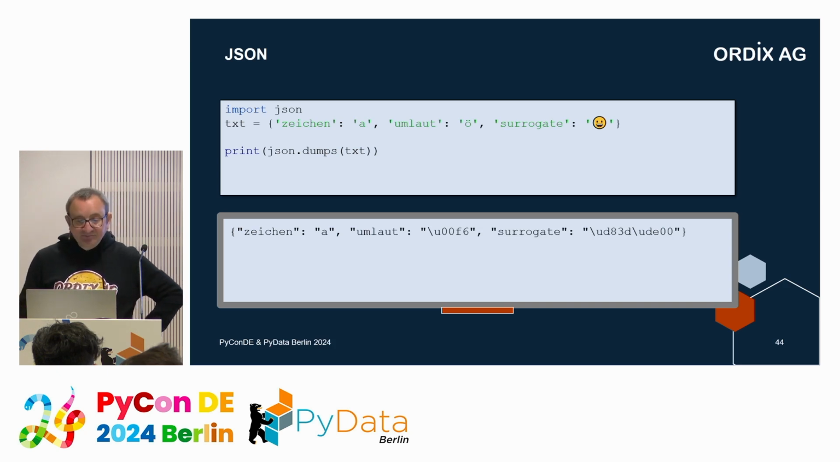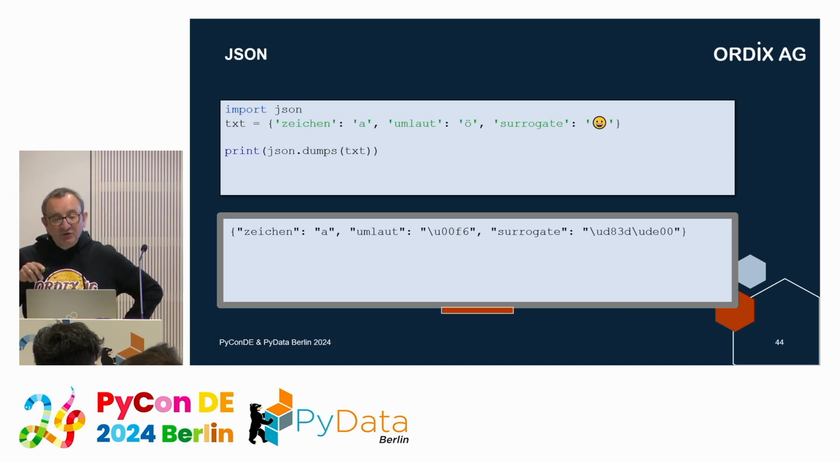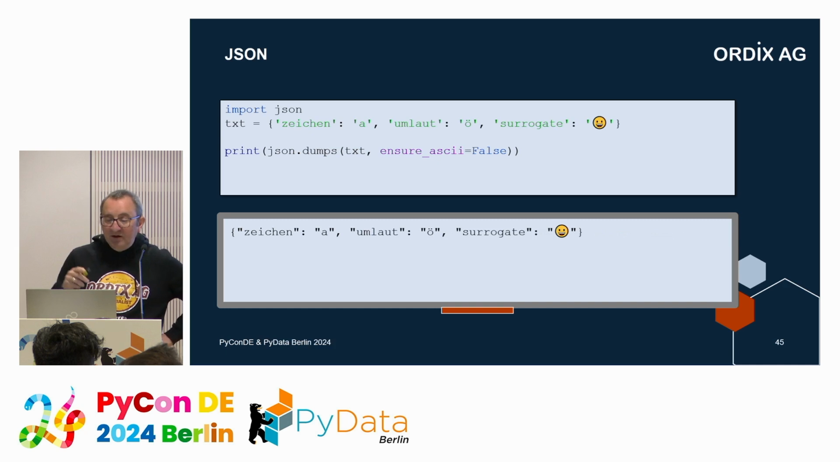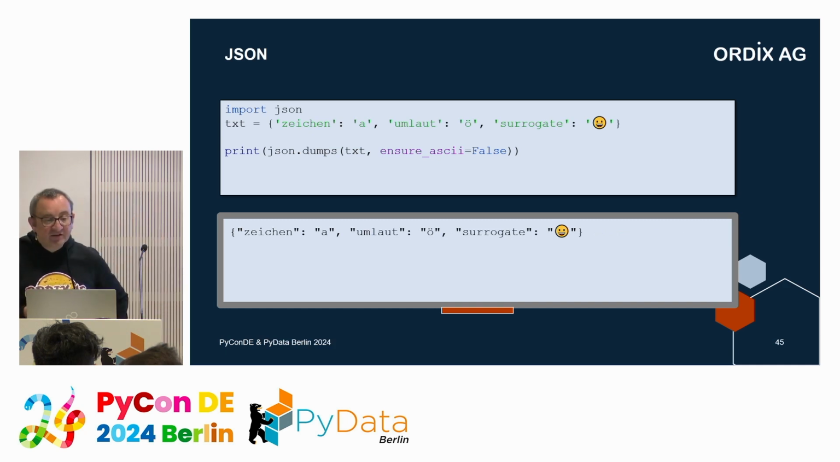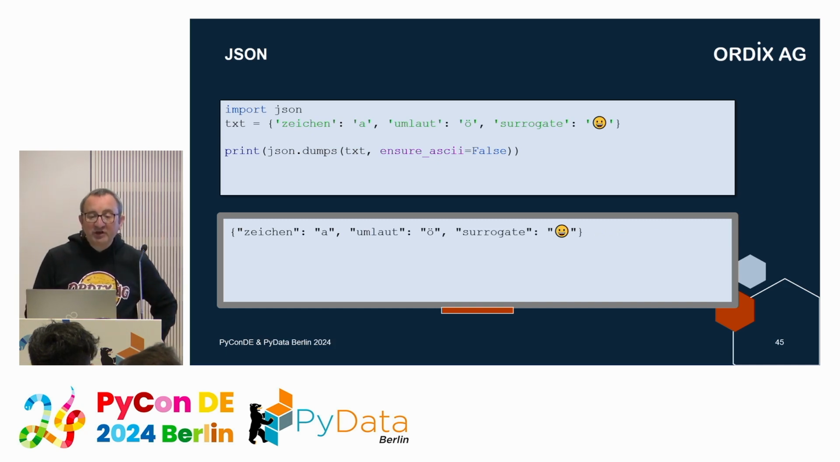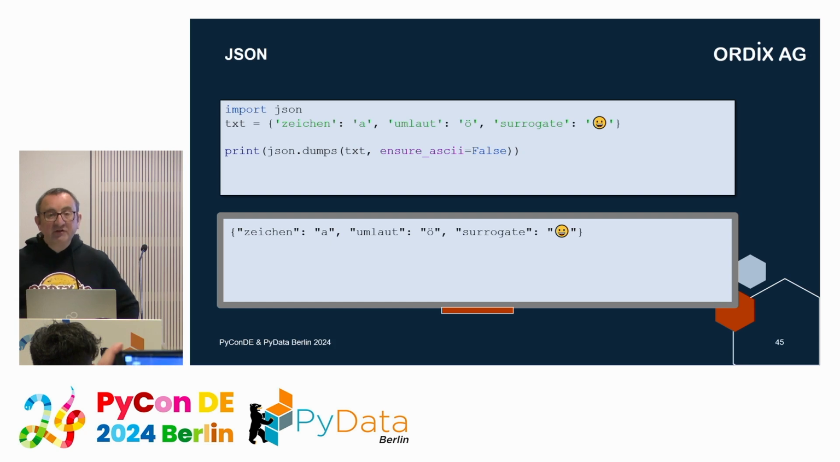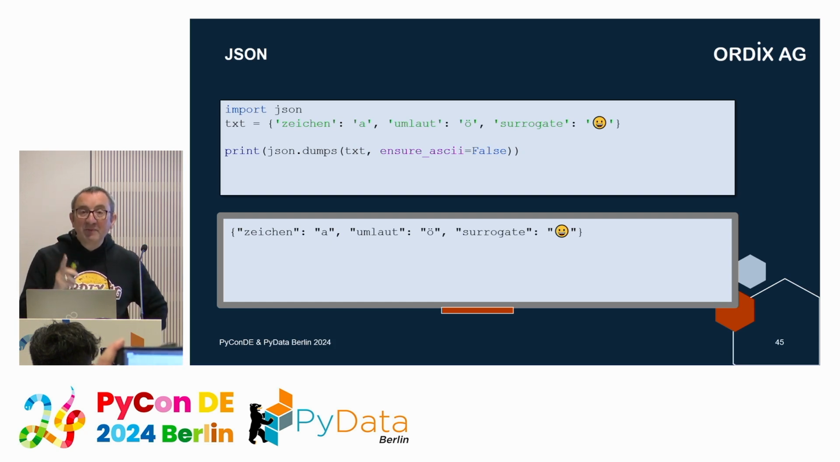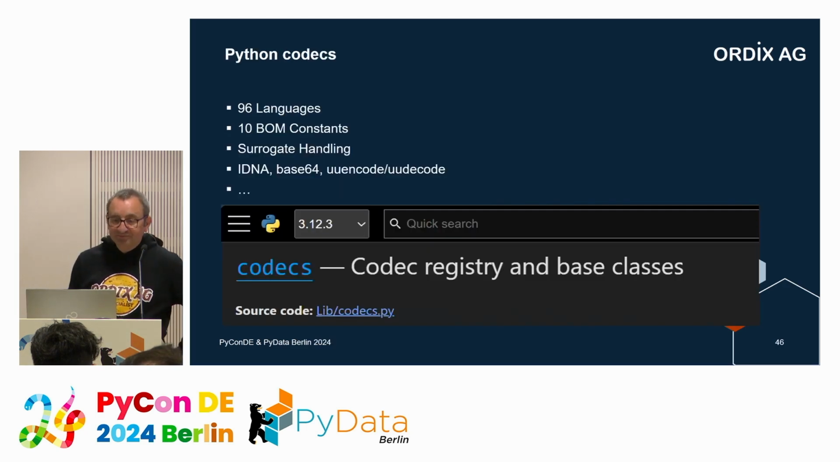But if you don't like this, if you want to look in your JSON file and see the correct UTF-8 representation, you can set ensure_ascii to false, and then you see the emoticon. That's not recommended, but it's a possibility if you want to have a look in your JSON file at how it looks.